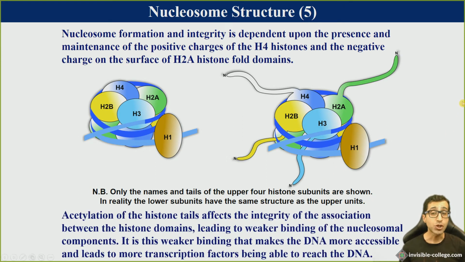So, acetylation of the histone tails affects the integrity of the association between the histone domains, and this in turn leads to weaker binding of the nucleosomal components. Now, it's this weaker binding which makes the DNA more accessible and leads to more transcription factors being able to reach that DNA.